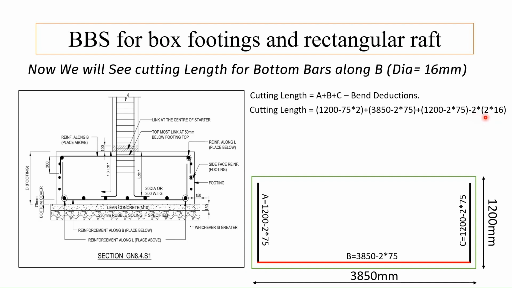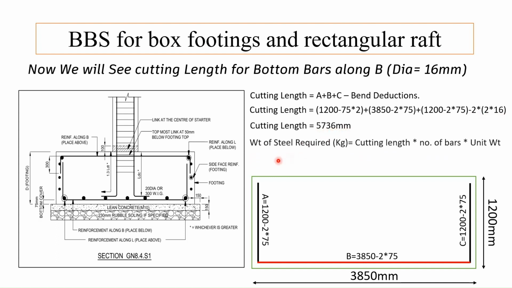For 90 degree we deduct 2 into diameter. So in this way cutting length will come as 5736 mm. Now weight of the steel required is equal to cutting length into number of bars into unit weight. Now keep one thing in mind, that cutting length should be always in meters.